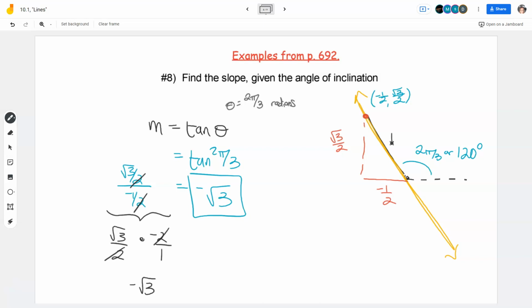But remember, with lines, we can pick any 2 points, so anywhere you picked it, it would just be some multiple of that and some multiple of that that would have the same ratio, because similar triangles are proportional, so that division will always result in this. Okay. Does that make sense?